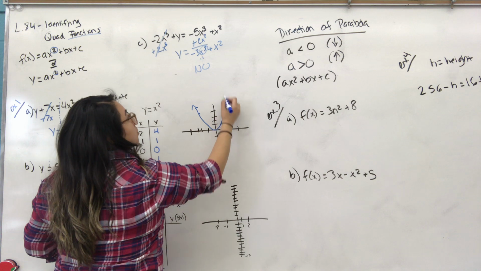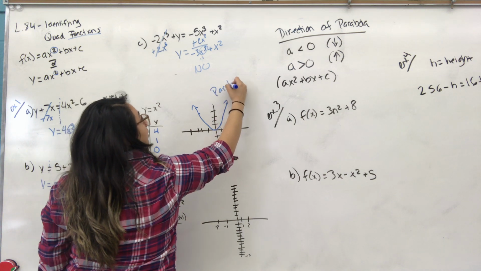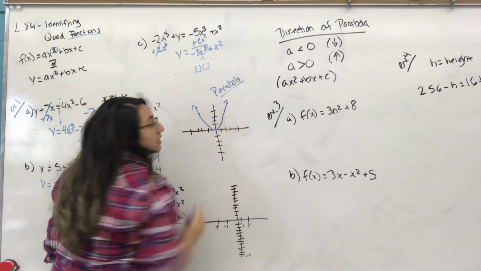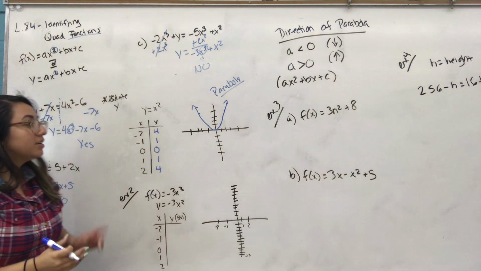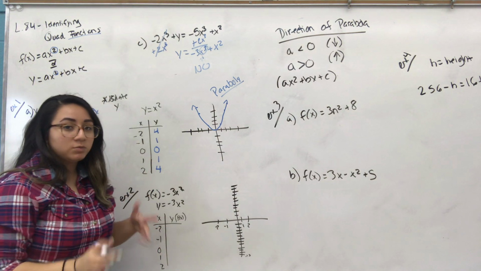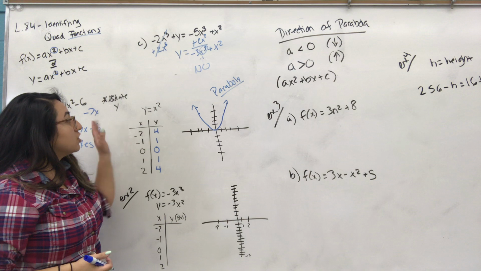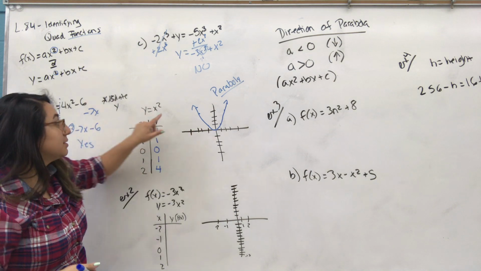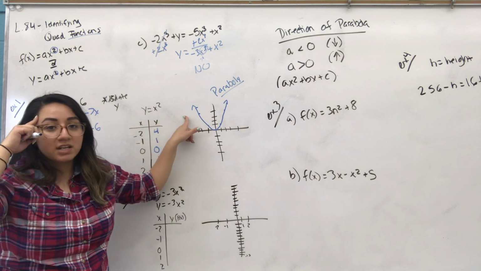You end up with a u. It's called a parabola. So it's a parabola. It's facing upward. It could be facing downward, left or right. But it's always going to look like a u. So anytime you see the x squared, always think it's going to look like a u at some point or another.